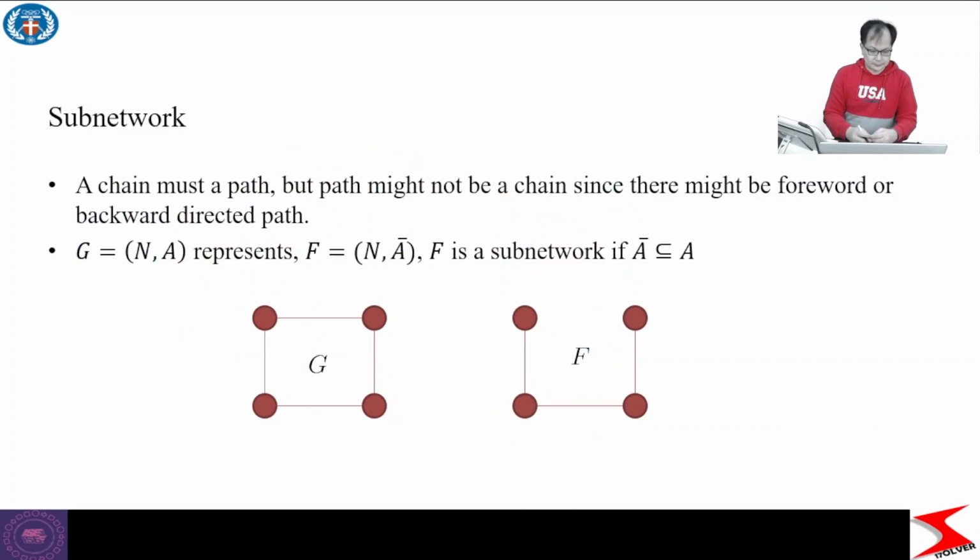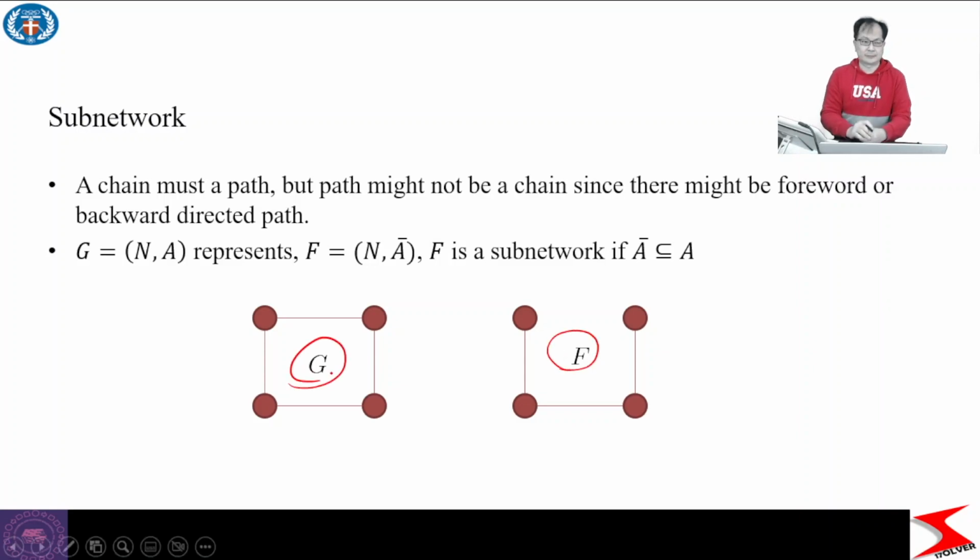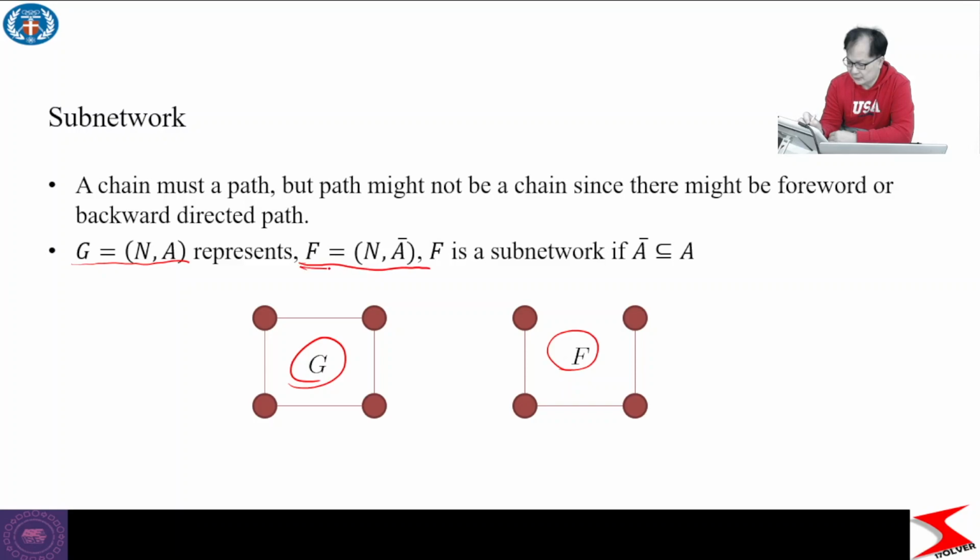Subnetwork. The subnetwork is something like that. We say that F is a subnetwork of G. G is represented by (N, A), and F is represented by (N, Ā). So we see in the subnetwork the nodes are totally the same, but the arcs are a partial set of the original arc set.